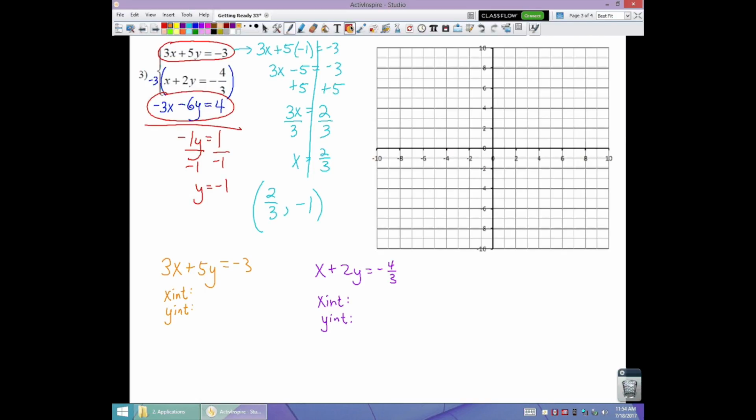For x-intercept, I am ignoring the y values. So if that term 5y is gone, I'm left with 3x equals negative 3. Divide both sides by 3, x-intercept is negative 1. For the y-intercept, I'm ignoring the x terms. So I have 5y equals negative 3. Solving that, I get negative 3 over 5. Well, let's go ahead and graph that one, I guess. X-intercept is negative 1. Y-intercept is negative 3/5.